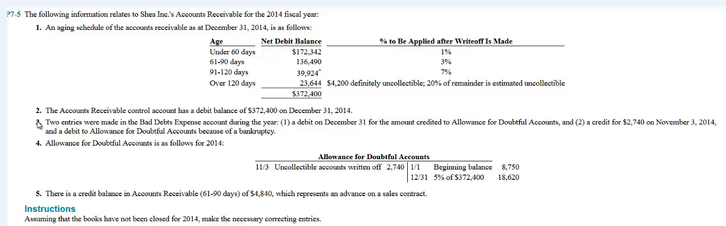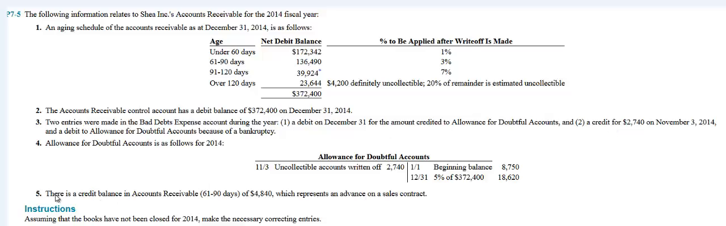You'll also notice here in item number 3 that there were 2 entries made in the bad debt expense account during the year. The second entry is one that was incorrectly done. Why do I say that? Well, there was a bankruptcy, and what they did for the bankruptcy is they credited for $2,740 the bad debt expense and debited the allowance. We know that when we write off an account that's not likely of collection, that we do debit the allowance, but we credit the account receivable, not the bad debt expense, as they credited here. So we're going to have to correct that.